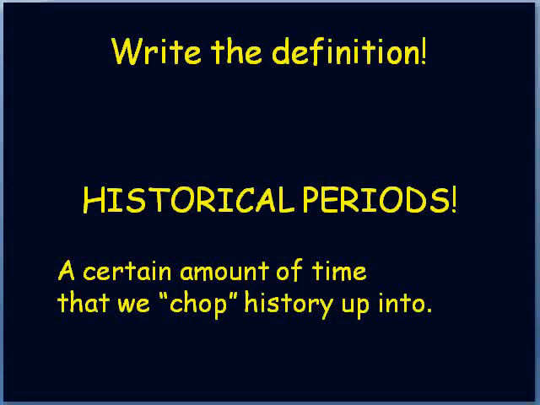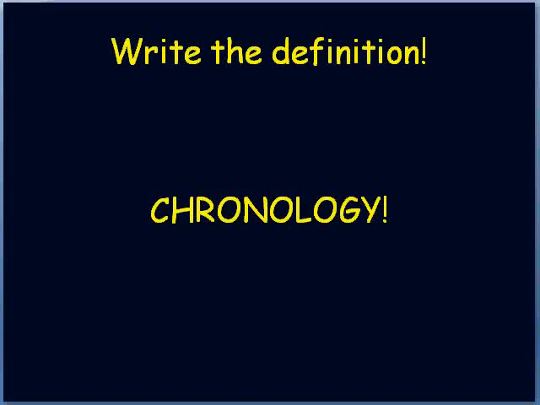Now, the last key term is chronology. Okay, so let's see if you can write the definition of that on your piece of paper. So pause the video now, and when you start the video again, I'll put the answer on the screen. Okay, and that is the definition of chronology: time order, putting things in the correct order in which they happened in time.